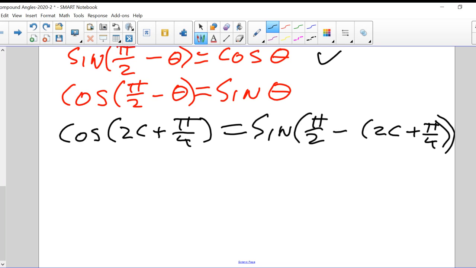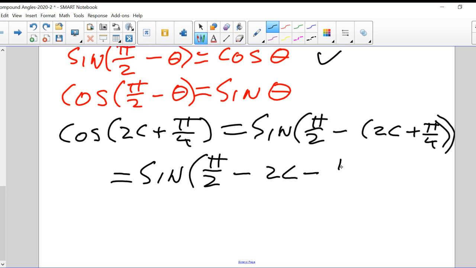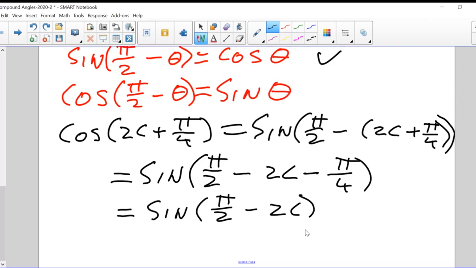Let's just do the math on this now. So that's equal to the sine of, now we're going to have to take away these brackets, pi over 2 minus 2c minus pi over 4. Don't forget that I'm minusing everything inside the bracket. Everything is being minused here. So pi over 2 minus 2c minus pi over 4. We need to do some math here. Let's put together these two things.